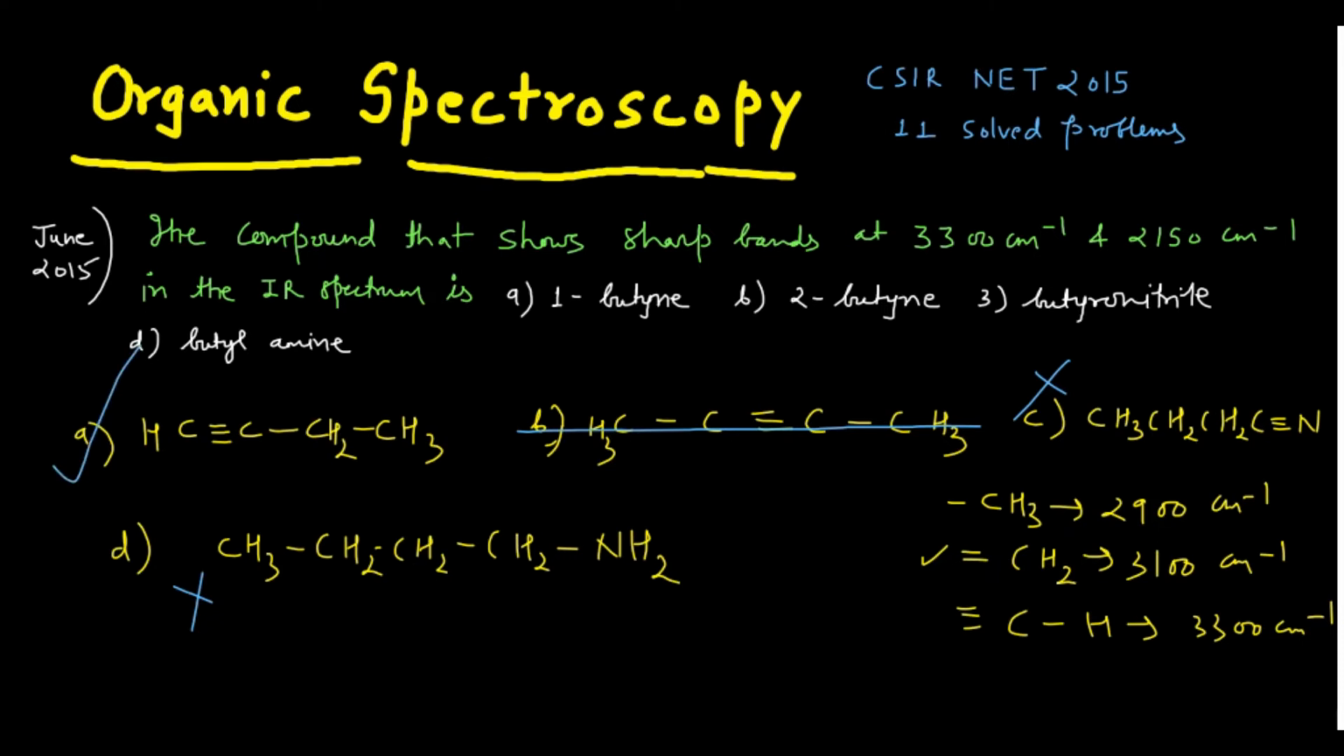Why is it the correct option? Because it has the CH stretch, which would resonate around 3300 cm⁻¹, and moreover you have the carbon triple bond carbon stretch, and for this carbon triple bond carbon stretch you have to look for this value, 2150 cm⁻¹. So option A is the correct answer.